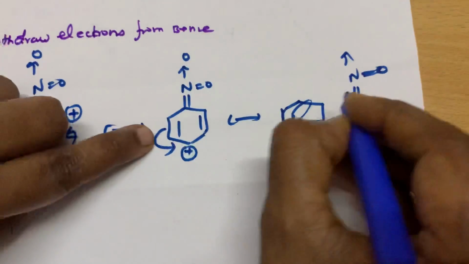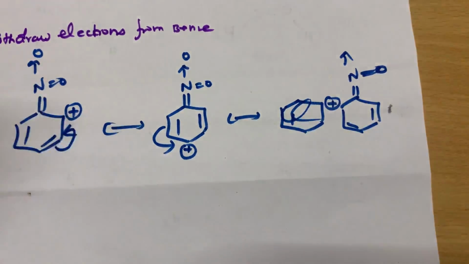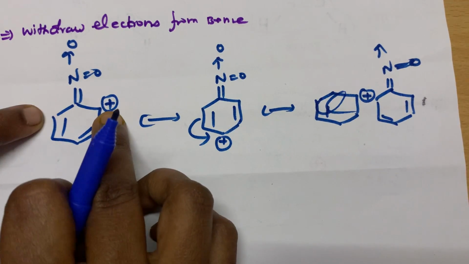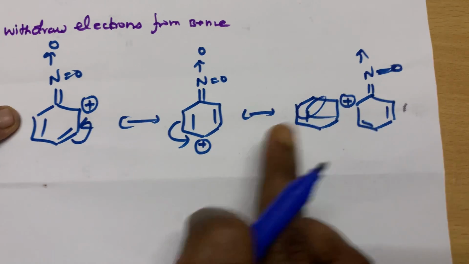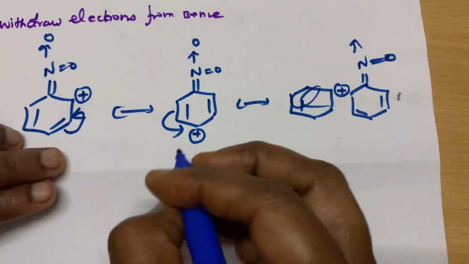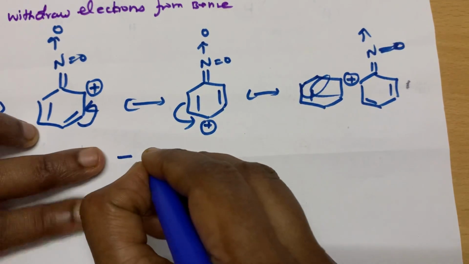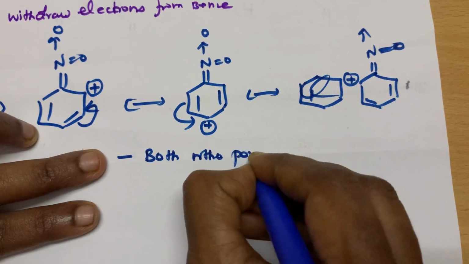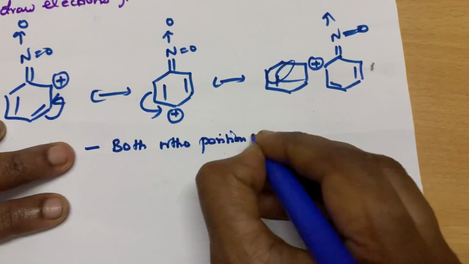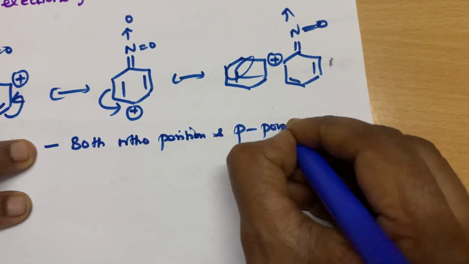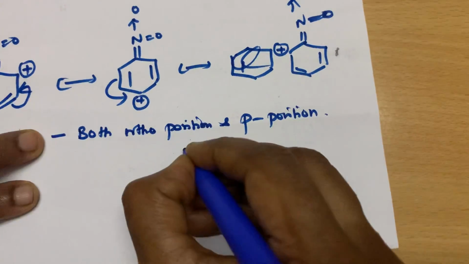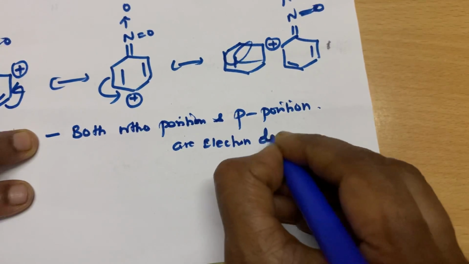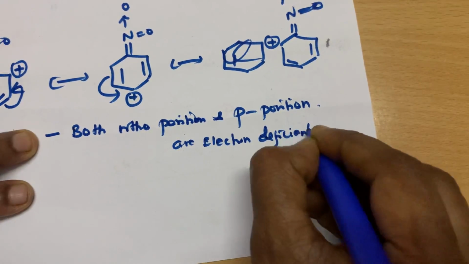So if this bond moves, we have a positive charge. So what happens? Electron deficiency is created on this ortho position, para position, and ortho position. So it makes both the ortho and para positions electron deficient due to the effect.